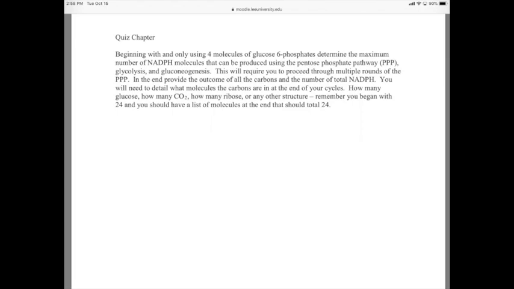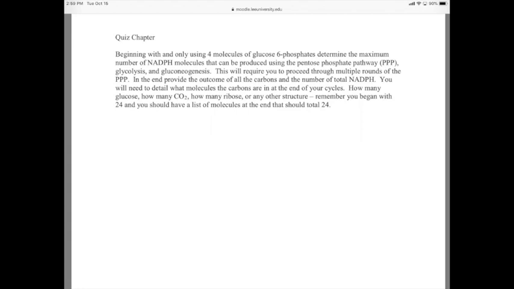Okay. We have 4 glucose 6-phosphates at the beginning. And I'm going to go all the way through the pentose phosphate pathway. And if I do that, each one of them will produce 2 NADPHs. So how many NADPHs am I going to make with 4? 8. Okay, 8 NADPH. Okay, I got 8. That's great.